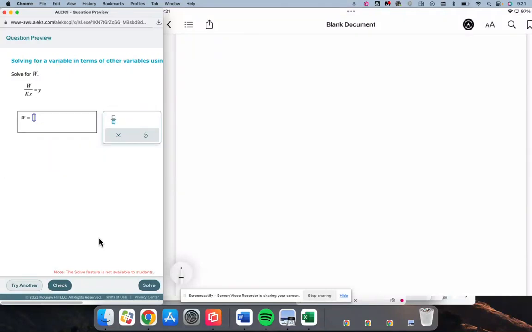Okay, and so some of these look a little bit intimidating just because they've got a bunch of letters or variables and not numbers. Recognize that each of these variables is just a number. We don't know what number, but it's just a number, so it behaves just like a number. And so we're supposed to solve for w.